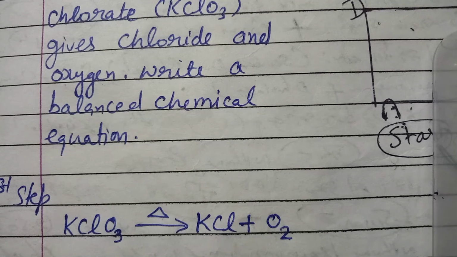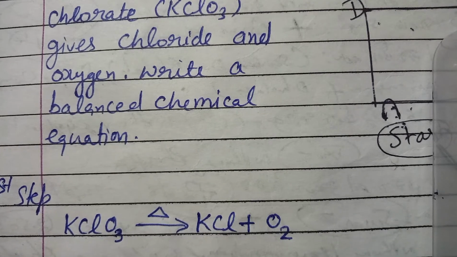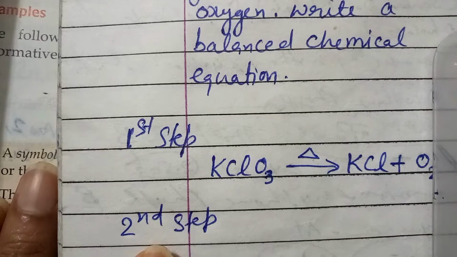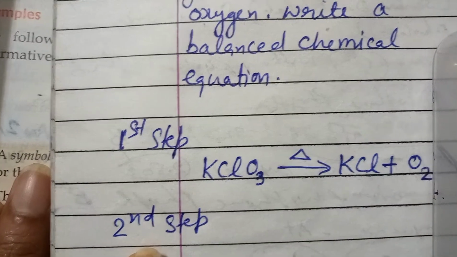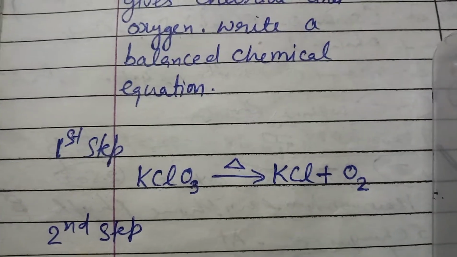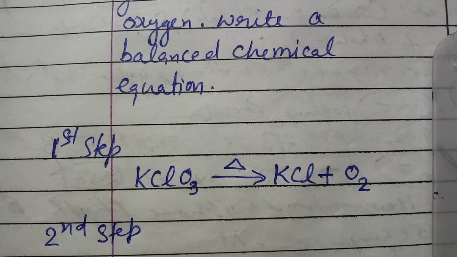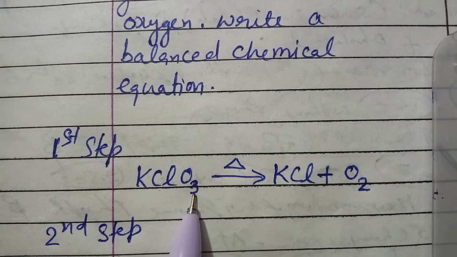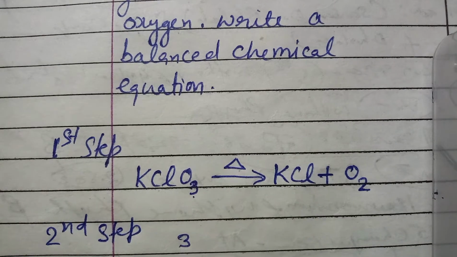Now, what is the second step? The second step is to check whether the equation is balanced or not, and if not, how we can balance it. To balance the equation, first of all we will see the oxygen atoms on both sides. On the reactant side, 3 oxygen atoms are there. On the product side, 2 oxygen atoms are there.